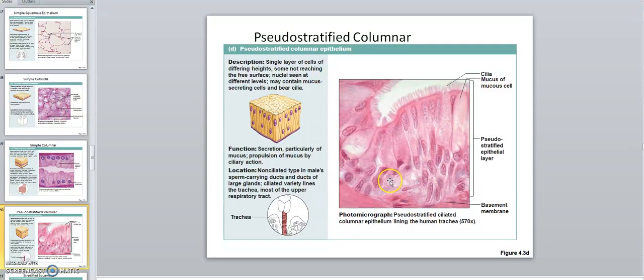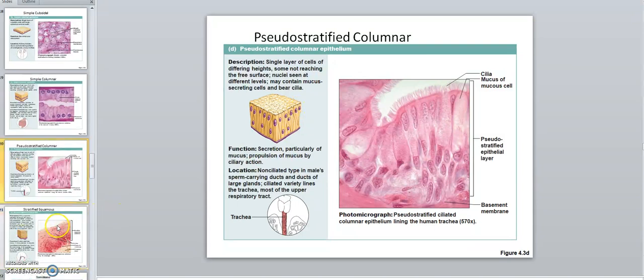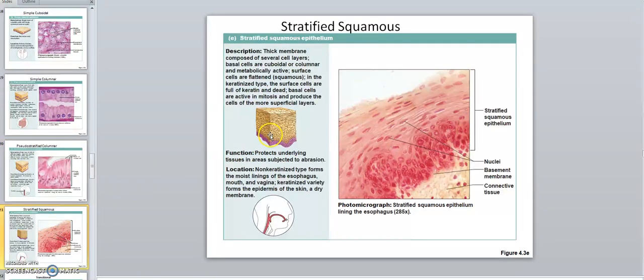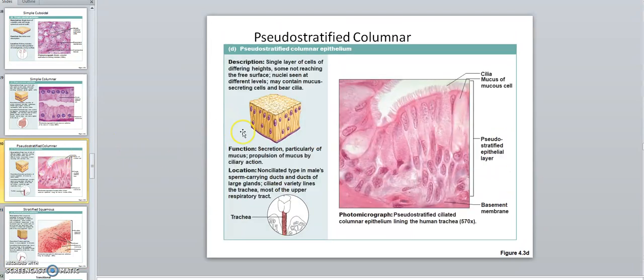Pseudostratified means it looks stratified, but all the cells reach the basement membrane. See, in true stratification, the second row never reaches the basement, third row either. But in this one, it's pseudo because when you look under the microscope, you say, well, there's a nucleus, that's stratified. No, it's not. It looks that way. That's why they call it pseudo, because it takes that appearance real quick.